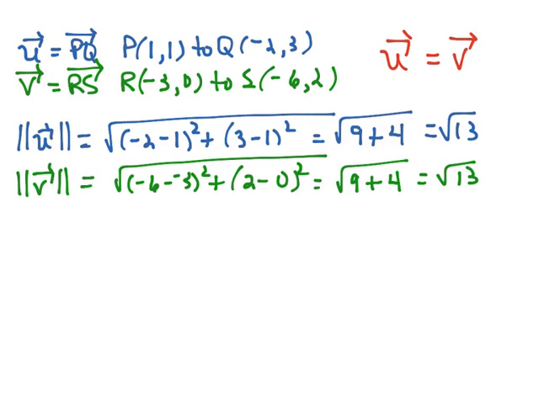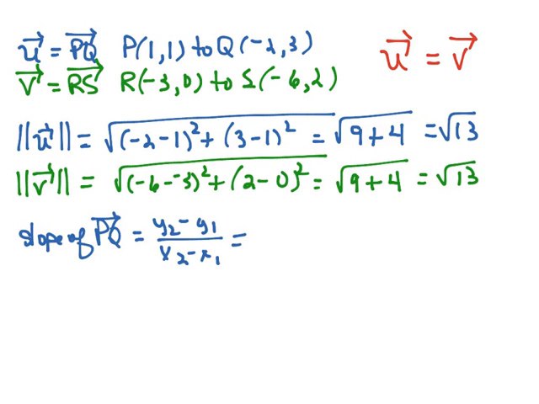To find that they have the same direction, let's find the slope of the line that ray PQ is on and ray RS is on. So if we're going to find the slope of PQ, remember that the way you find slope is equal to y2 minus y1 divided by x2 minus x1. So y2 would be 3 minus y1 is 1 over x2 is negative 2 minus 1. And so we get 2 over negative 3 is the slope of that line.